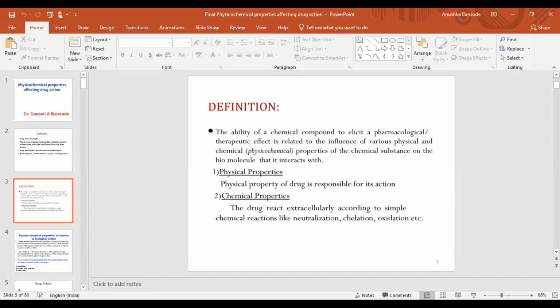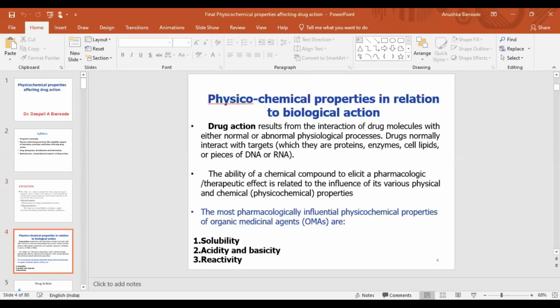Together, we term them physicochemical properties of the chemical substance on the biomolecules with which they interact. The physical property of a drug is responsible for its drug action. When I talk about chemical properties, the drug reacts extracellularly according to simple reactions like neutralization, chelation, oxidation, etc. When we talk about these chemical reactions, we need to understand each parameter. So, physicochemical properties in relation to biological action.